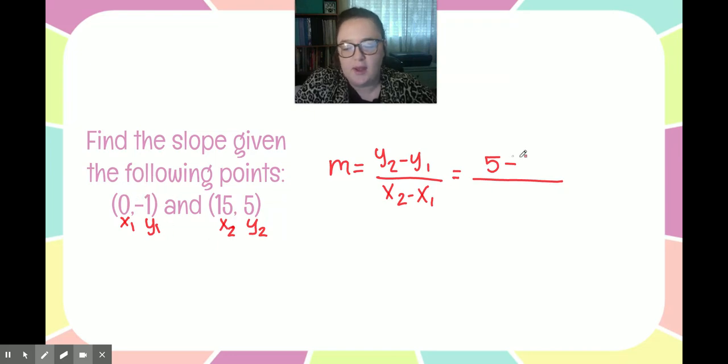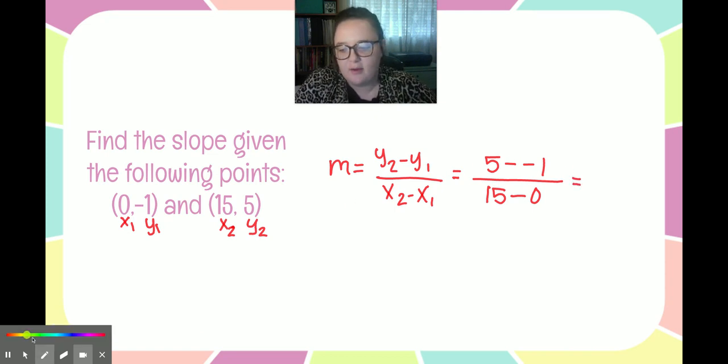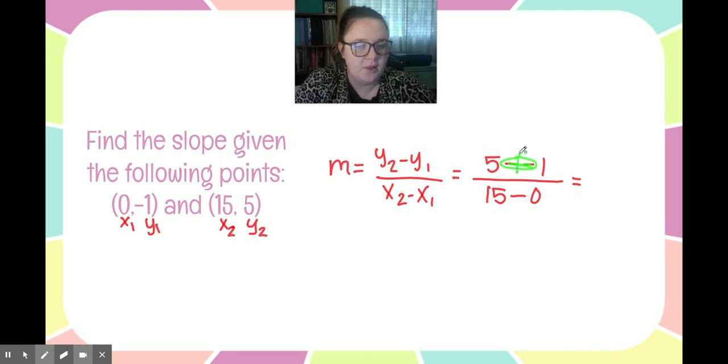I look right here with y1. It is -1. Remember, I have to bring the minus in, and it's a -1. x2 is 15 minus x1 is 0. I'm going to do my math. Oh, I see that there is that double negative there, right? This double negative, I can circle it, and I like to change it to a big old plus sign. It makes my math so much easier because I like to do addition. 5 plus 1 is 6. 15 minus 0, well, that's easy. 15 minus 0 is still 15.